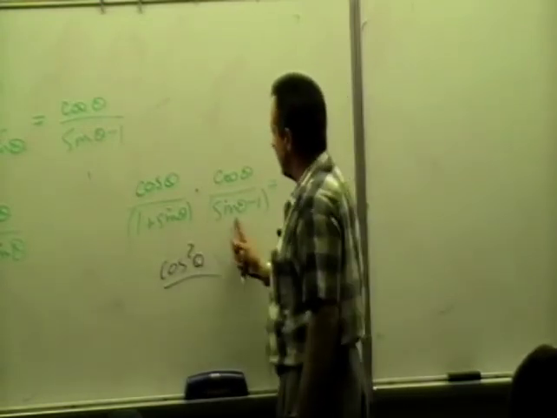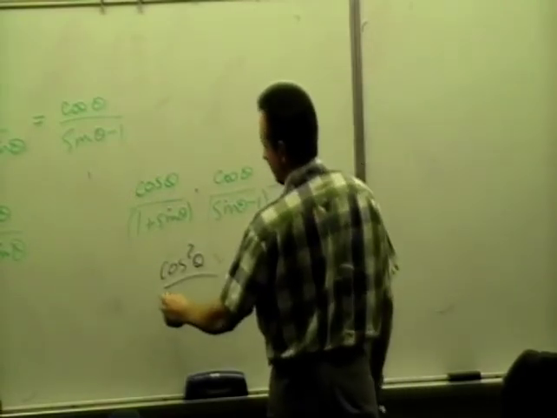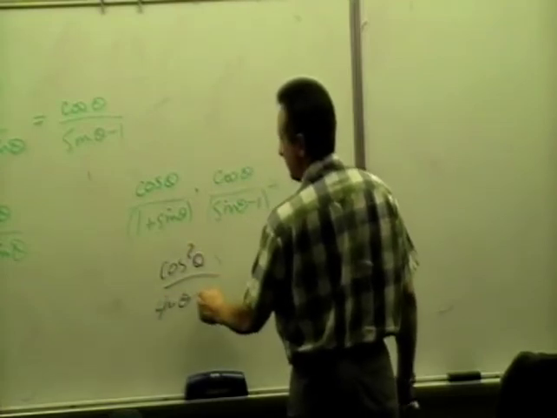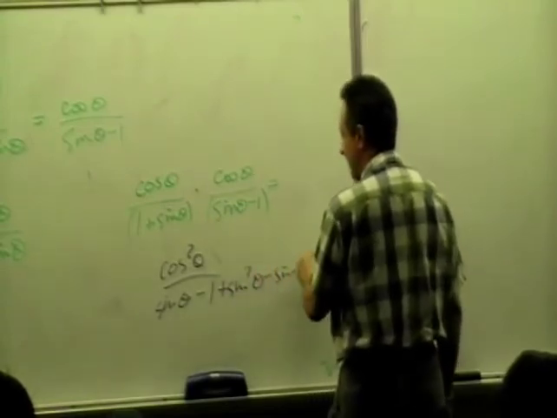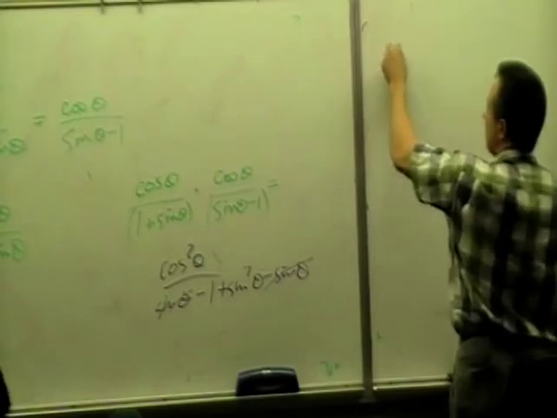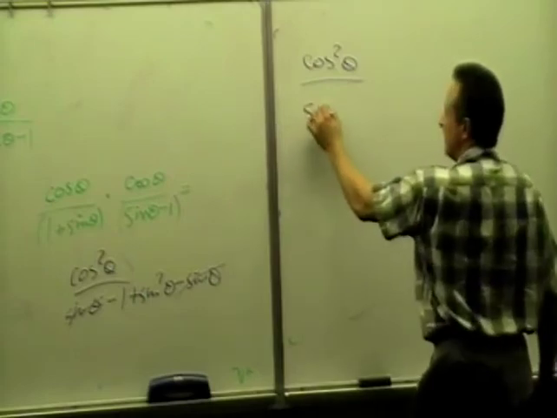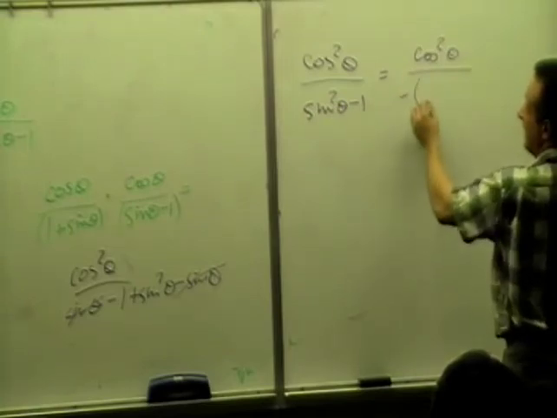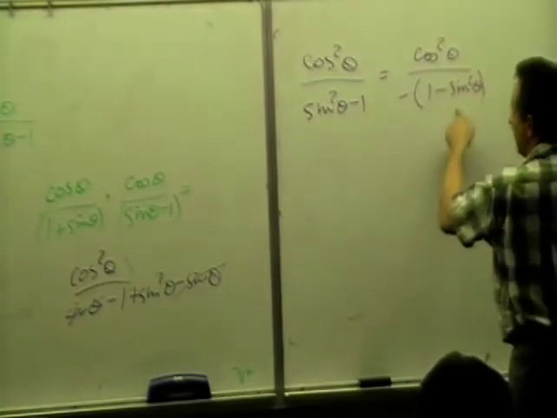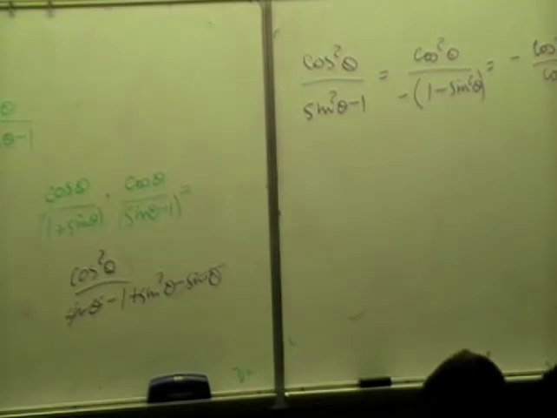Multiply this up. You get sine, you get a minus sign. What is this? You get sine theta minus 1 plus sine squared theta minus sine theta. These cancel, and you get the cosine squared theta over sine squared theta minus 1. Sine squared theta minus 1, isn't that equal to a negative times 1 minus the sine squared? And what's 1 minus the sine squared? So you get a negative cosine squared theta over cosine squared theta. There it is, negative 1. So in fact, they are negative reciprocals of each other.